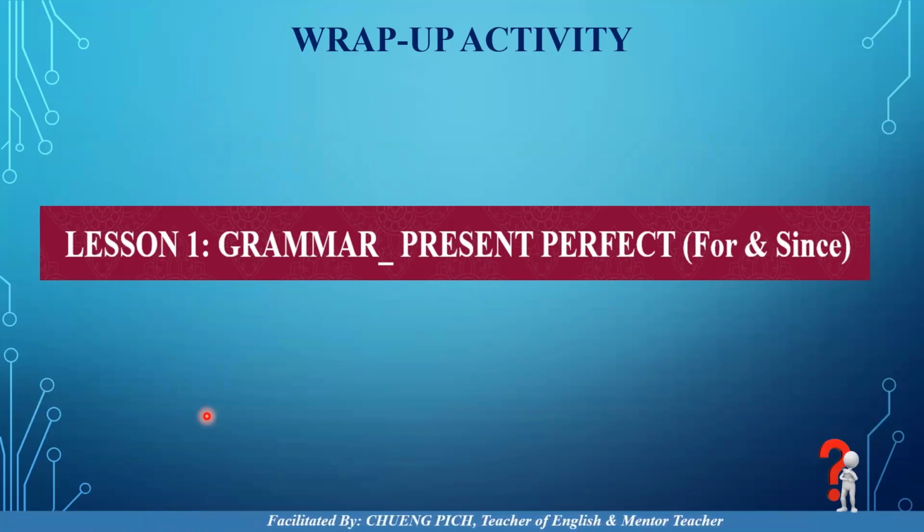So in today's lesson we have studied a grammar point, which is the present perfect using for and since. We know we use the present perfect to connect the present and the past. We also use it to show the result in the present as well. There are three forms of it: positive, negative, and question. Have or has depends on the subject. If it is a singular subject, we use has. A plural subject, we use have.